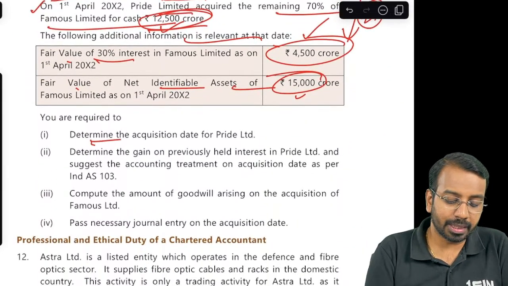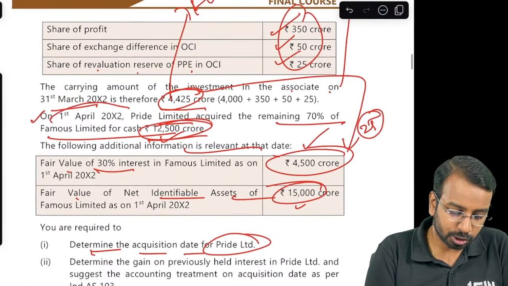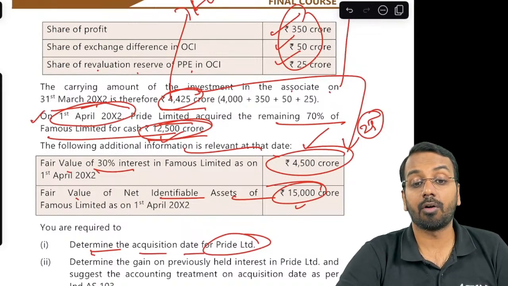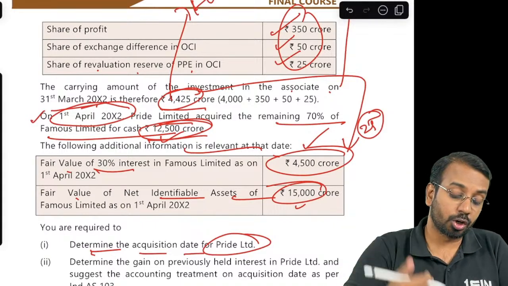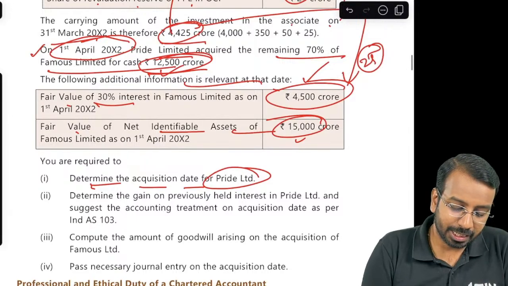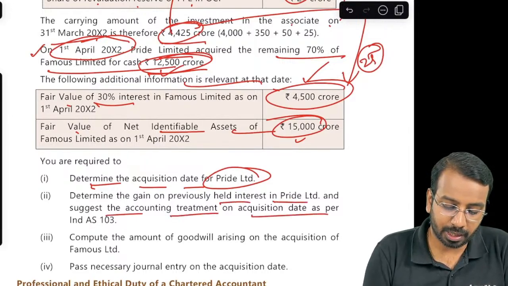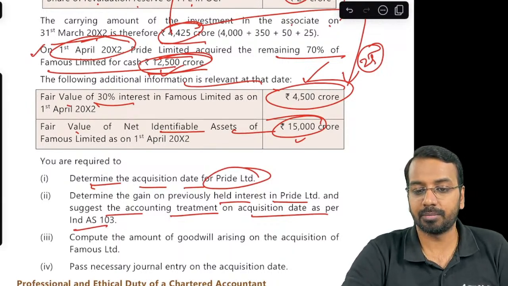You are required to determine the acquisition date for Pride Limited. When will be the acquisition date? We have purchased on 1st of April of year 2. So the acquisition date for accounting for the subsidiary will be 1st of April of year 2. That is when the controlling interest is acquired. Determine the gain on previously held interest in Famous Limited and suggest the accounting treatment on acquisition date as per Ind AS 103.